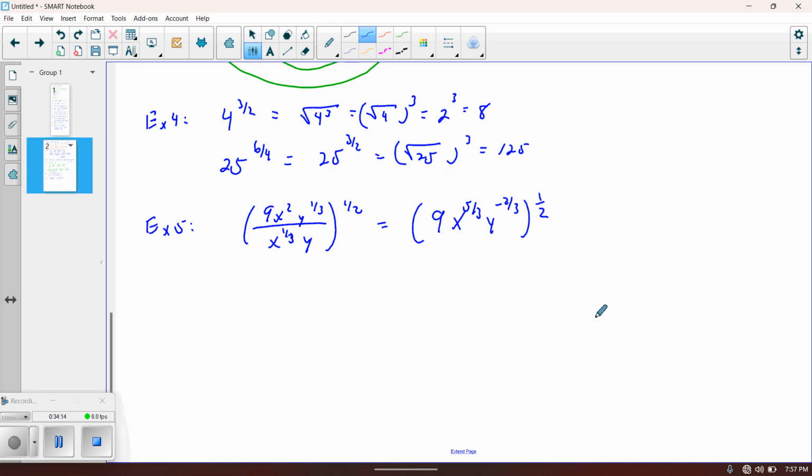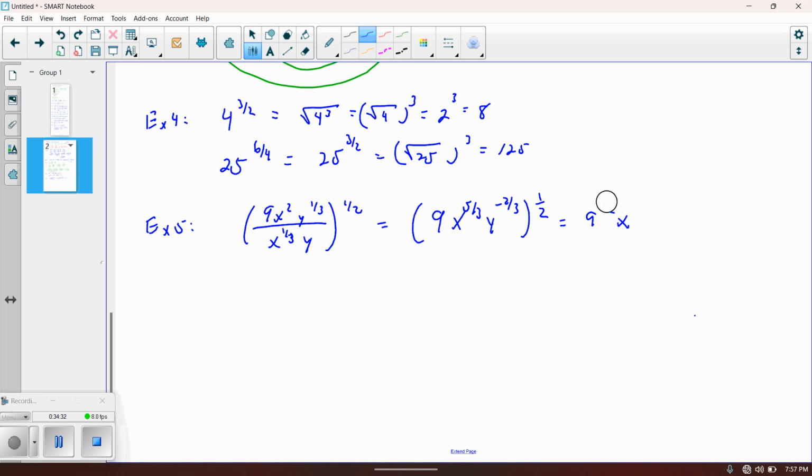So now what we do is we distribute the 1/2 power to be the power of everything on the inside. Again, this works because everything is multiplied or divided. There are no additions and subtractions. If there are, you cannot distribute the power. So technically, this will be 9 to the 1/2.